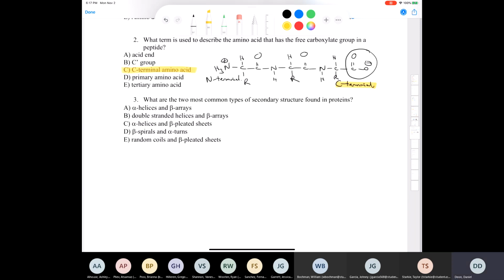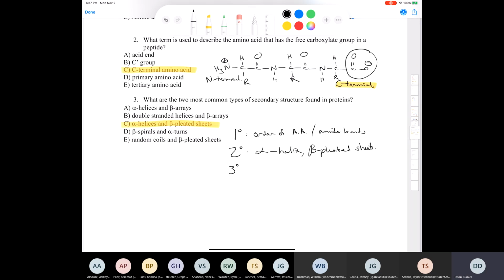Absolutely. Thanks, Stephanie. Yes, the answer is C, the alpha helix and the beta pleated sheet. Remember that primary structure is actually the order of the amino acids and the amide bonds that hold them together. So amide bonds. Secondary structure, right? That's alpha helix, beta pleated sheet.